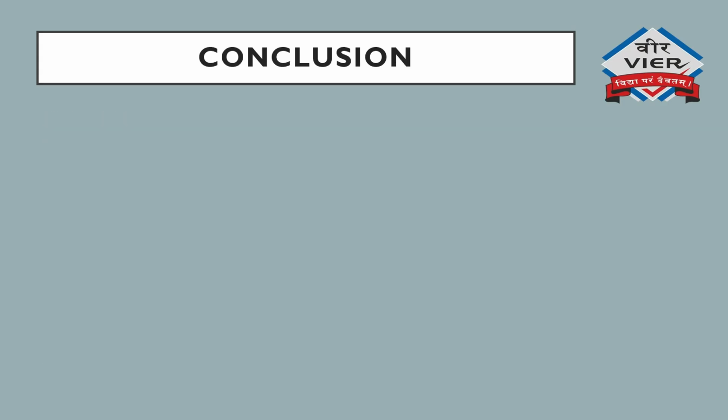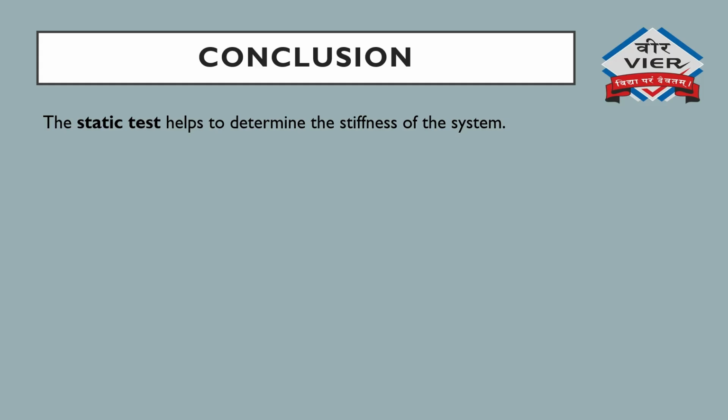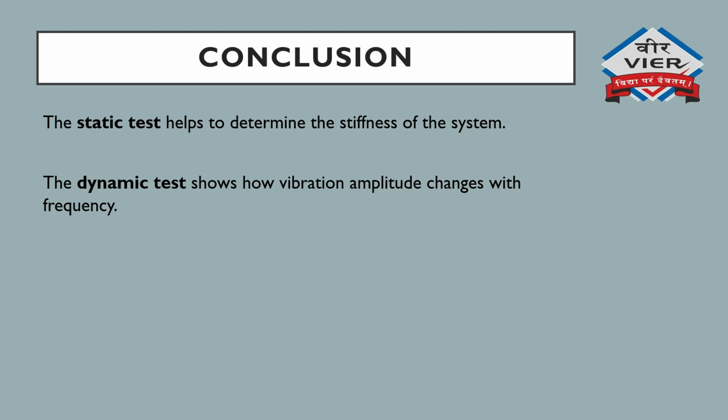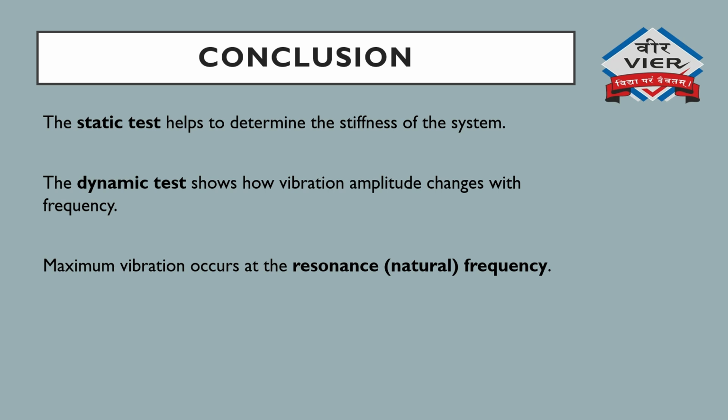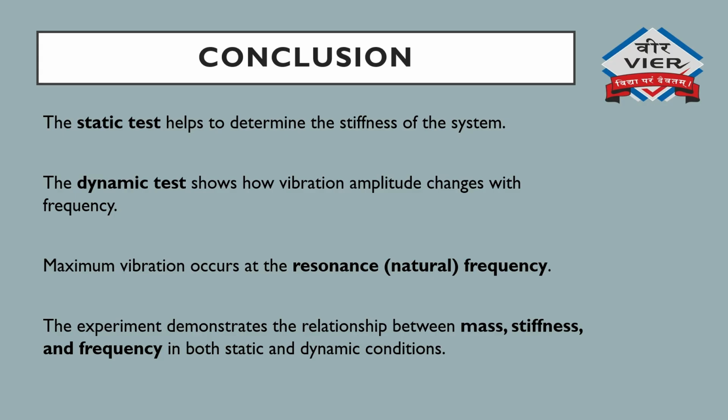The conclusion for this experiment is that the static test helps us to determine the stiffness of the system. The dynamic test shows how vibration amplitude changes with the frequency. Maximum vibration occurs at the resonance natural frequency. The experimental setup demonstrates the relation between mass, stiffness and spring in both static and dynamic conditions.